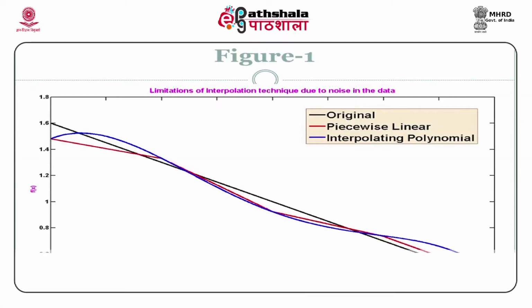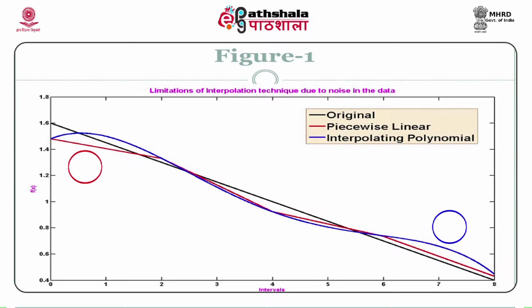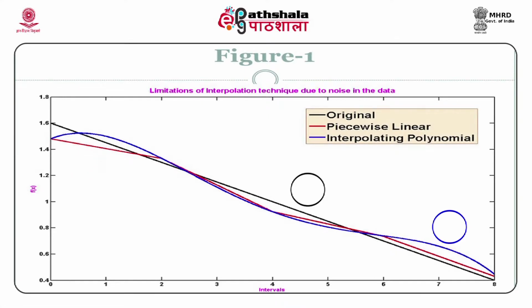You can see here that the true relationship is represented by a straight line, that is the original curve, and then the piecewise linear interpolation is given in red, and the 4th degree polynomial interpolation is given in blue. And you can see that these 3 curves do not match with each other, and therefore the experimental estimates are not as close to the theoretical estimate.